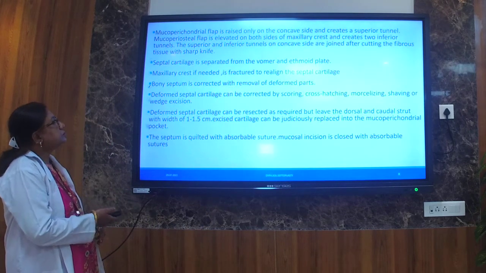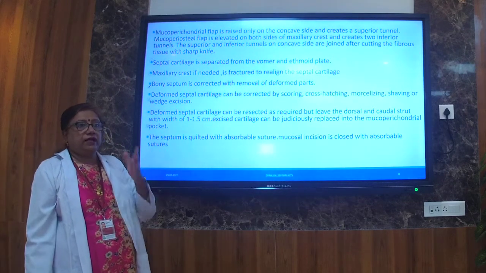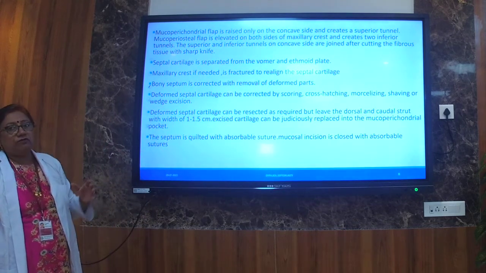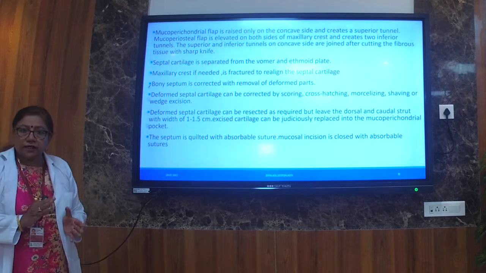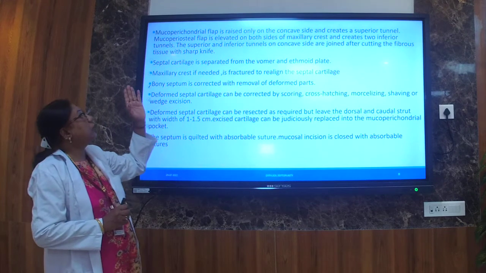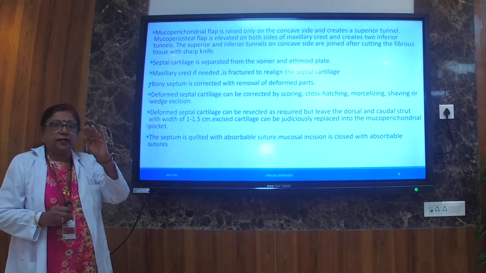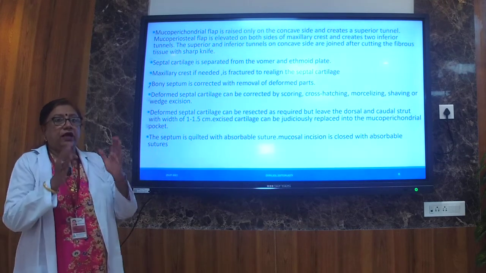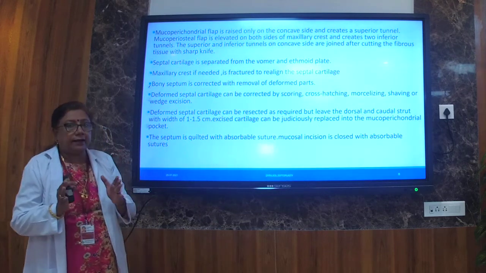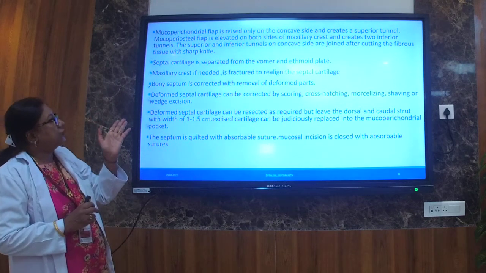So now, once you take the incision, the elevation of the flap is very important, right? So the mucoperichondrial flap is raised on the concave side. Actually, we are taking the incision on the concave side. So the mucoperichondrial flap is raised only on the concave side and creates a superior tunnel. What is important is we have to create a tunnel, a superior tunnel, on the concave side.